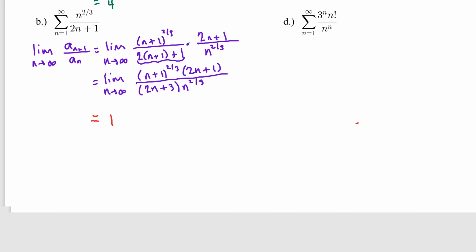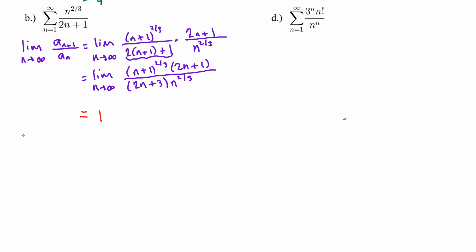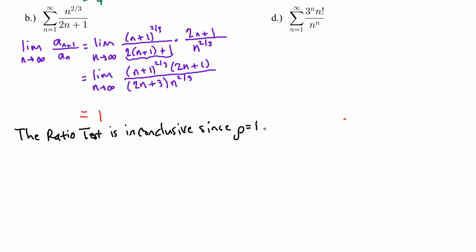So in this particular case, the best we can do is simply say the ratio test is inconclusive since rho is equal to 1. Now, I don't know about you, but I don't like that. We still don't know what the answer is. So let's think about it. With all of the tools that we have at this point, which test could we apply to this one to establish convergence or divergence?